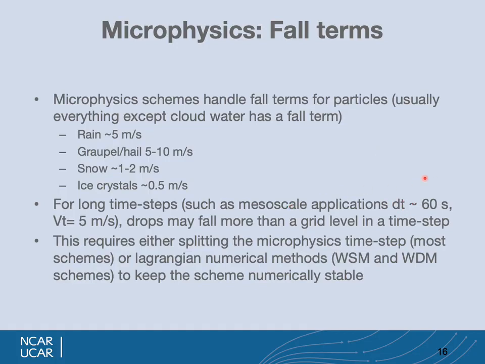And the lower level grids, they tend to be thinner than that. So it can fall more than 1 grid level per time step, which would be unstable. So we have to do time splitting within the microphysics scheme to keep it stable. So the model will compute a shorter time step to do the fall speed calculations, and then apply that for the sedimentation terms. So many schemes use this time split method. Some schemes, the WSM and WDM schemes, use a Lagrangian method to also keep it stable. So the model does have ways of keeping the fall terms stable by either splitting or using the Lagrangian time step.